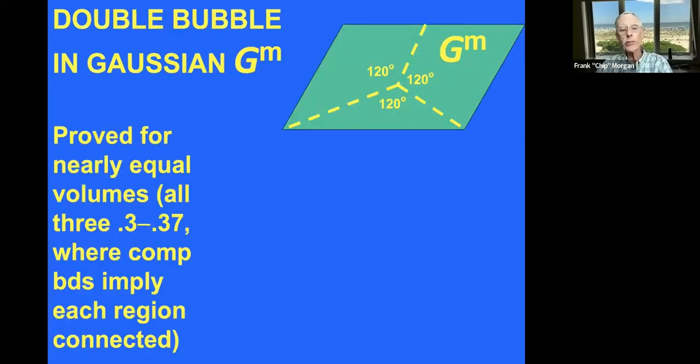And the students using the methods that were already known, which worked in Euclidean space, worked here as long as all three regions had about the same volume, about a third. I mean, for example, if they were all between 0.3 and 0.37, then that would do it. And the reason for that is that in that case, the known component bounds were stronger. We knew that each region was connected.